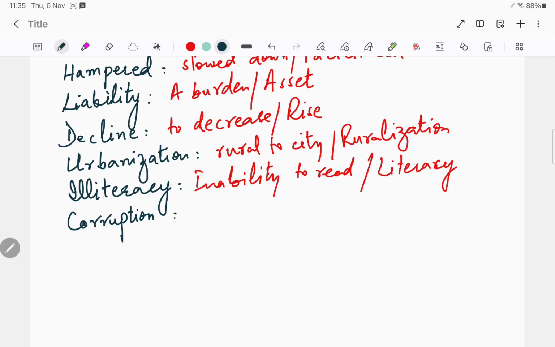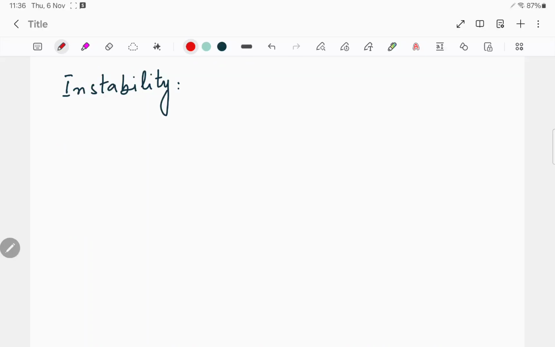The next word is corruption, which means dishonest conduct, and obviously the antonym will be honesty, or performing your duties in an honest manner. And a sentence can be corruption and mismanagement have worsened the effects of population explosion.